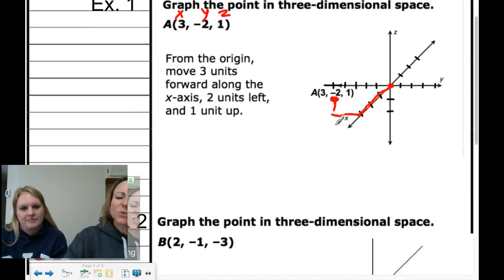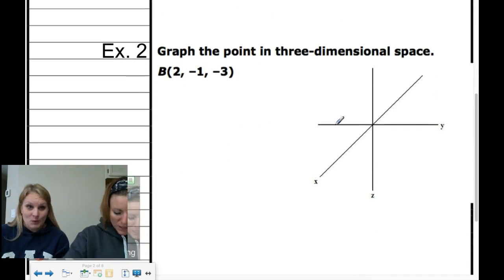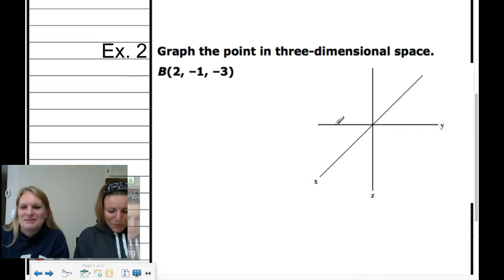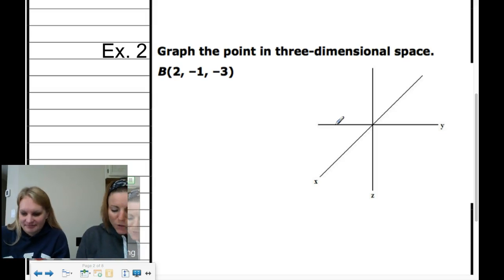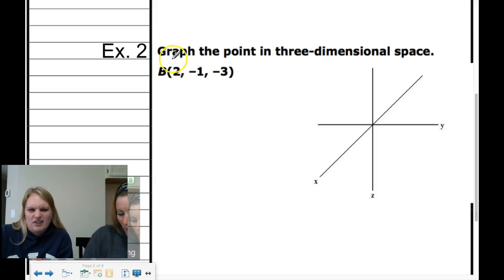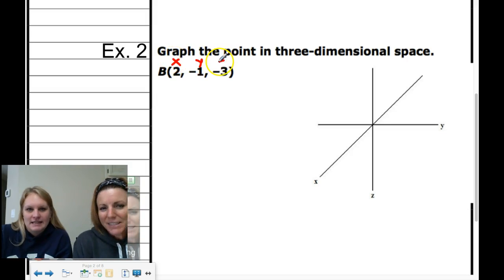So let's do another example. Can we handle this? We can do it. Now, if you want, we could put the tick marks. I'm going to make my own tick marks. Here's X, Y, and Z. Remember, we always start at the origin. We're going to go out 2. So I'm going to go 1, 2. From this point, I'm going to go to the left 1. And then I'm going to go down 3. 1, 2, 3.